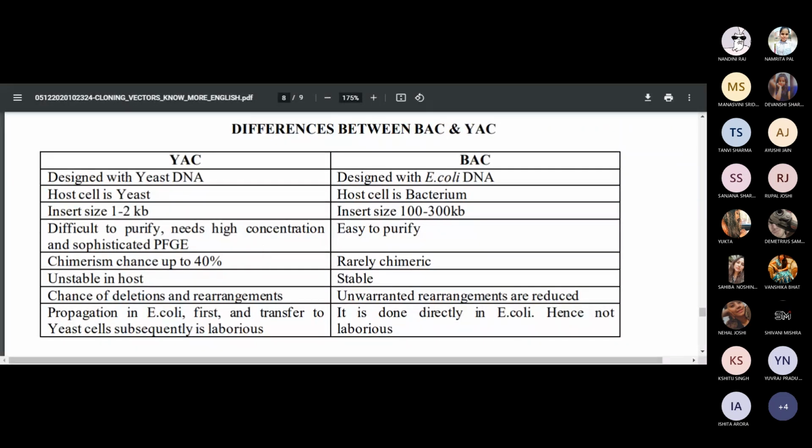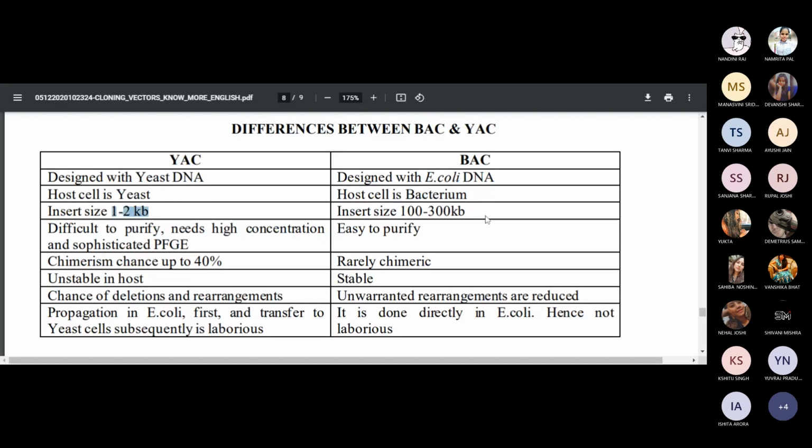Now let's talk about the differences between YAC and BAC. YAC you are designing for yeast, and it is going to be a shuttle vector in nature. BAC is designed for E. coli. It is not a shuttle one. It is only for the bacterial system. Host is going to be yeast for YAC, and bacteria for BAC. Insert size 1 to 2 kb.